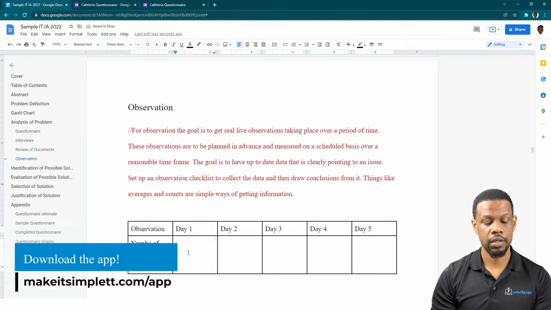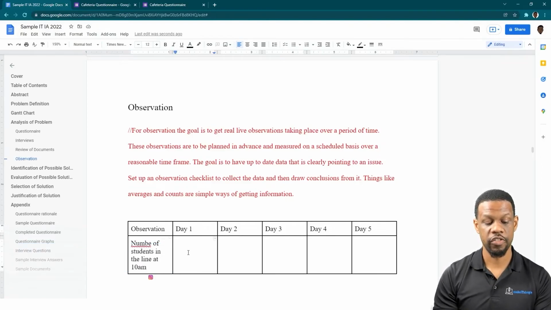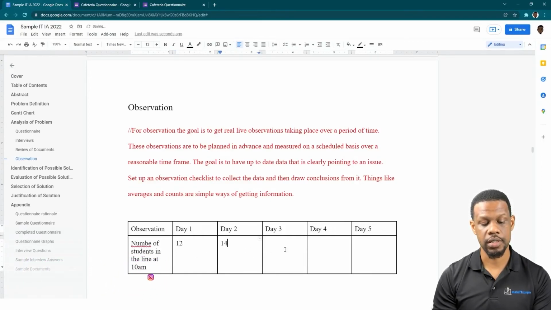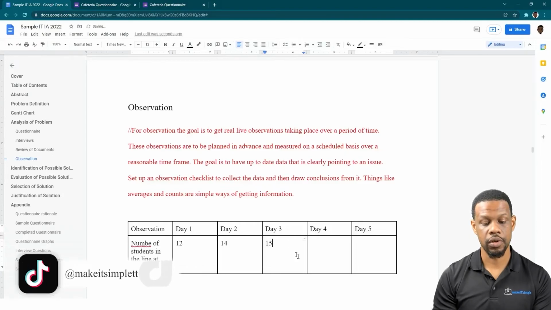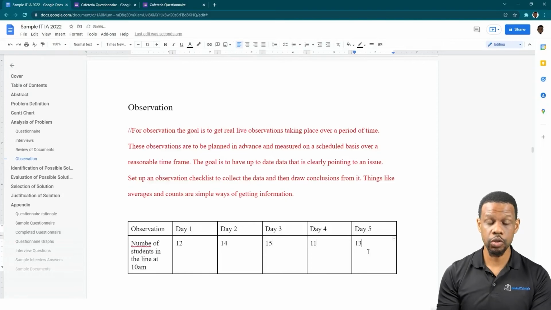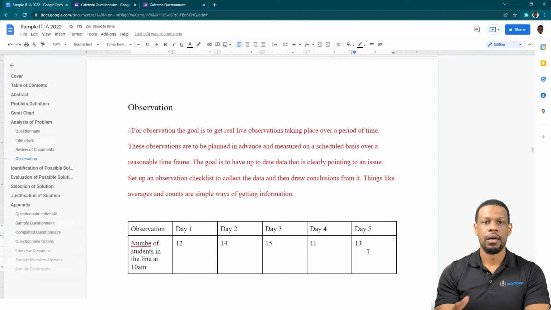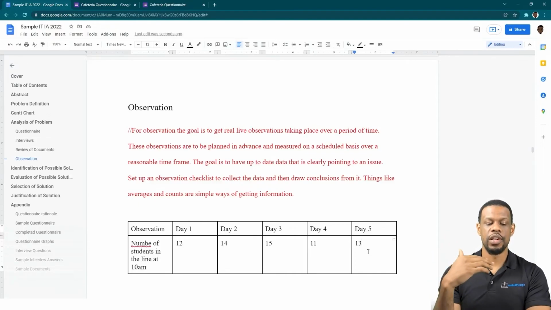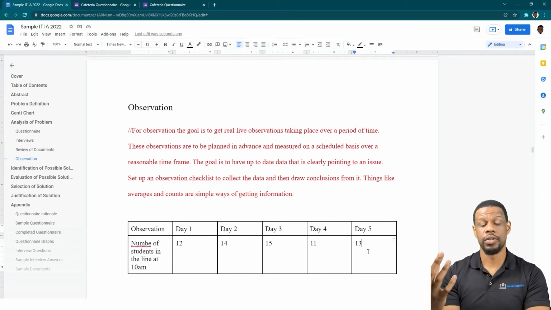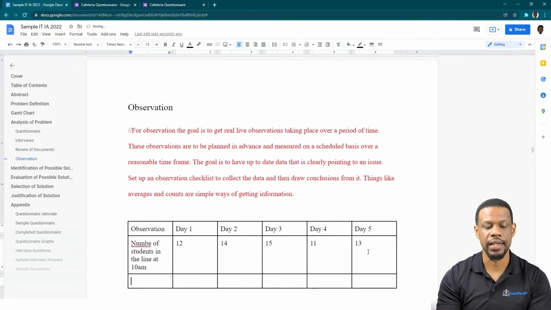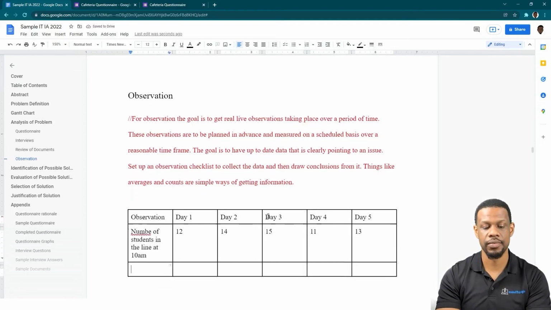So day 1, I see 12 people. Day 2, I see 14 people. Day 3, I see 15. Day 4, I see 11. Day 5, I see 13. Cool. That's good stuff there, because this may align with what you got in the interviews and in your questionnaire. If the observations align with what you get in the interview and questionnaire, you have lots of meat to work with. So you're trying to observe things that were said in the questionnaires and the interviews.